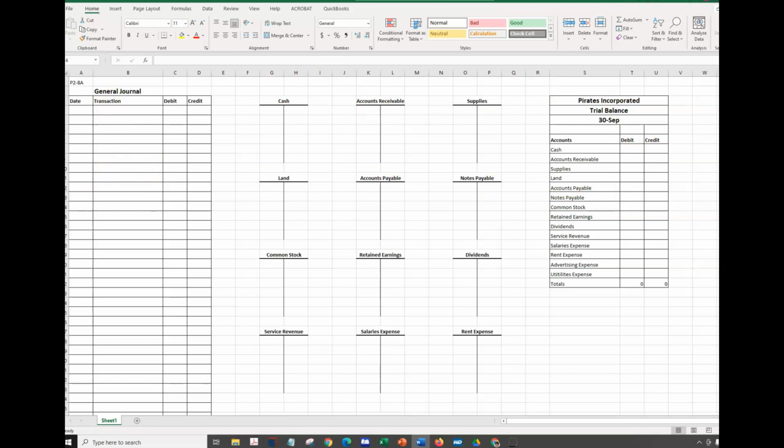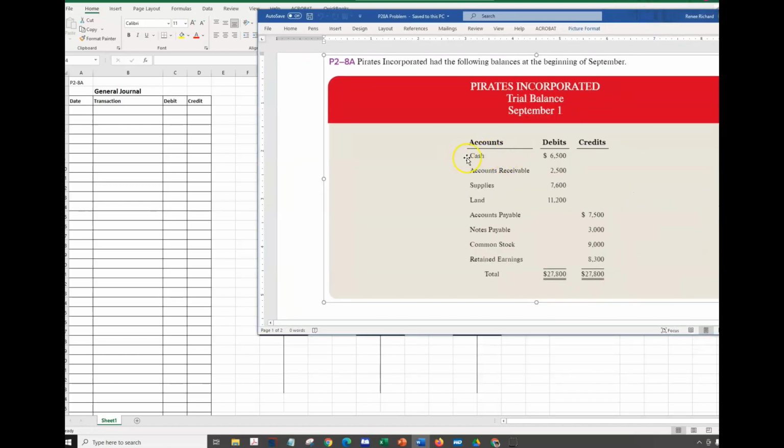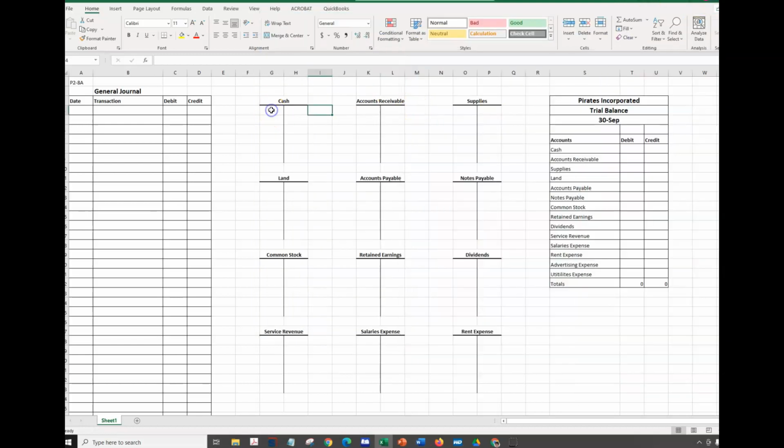Let's start with, I like to start with the balances in the accounts. And if you look at that trial balance that they gave you for September 1st, you'll notice that it has the accounts listed and the debit amount and the credit amount. So it says cash had a debit balance of $6,500. So I'm going to go here to cash and I'm going to put $6,500 on the debit side. And I might make a note here that says beginning, just so I know that's my beginning balance.